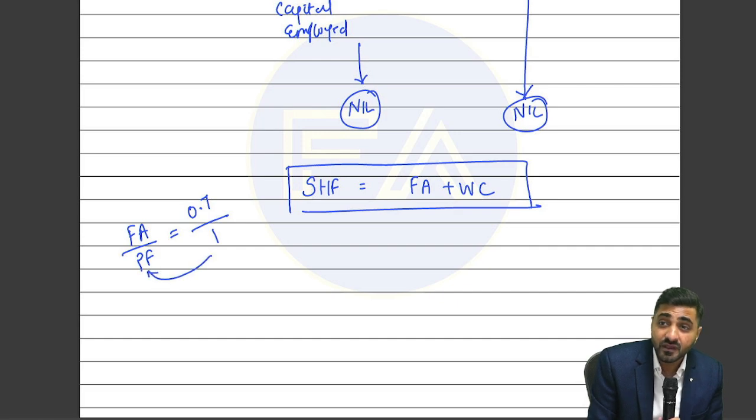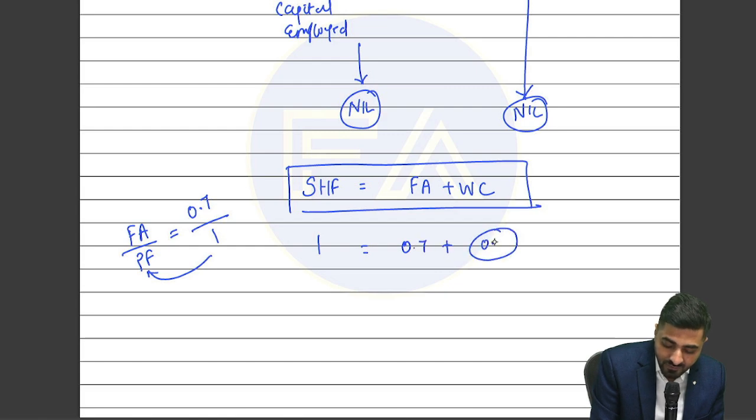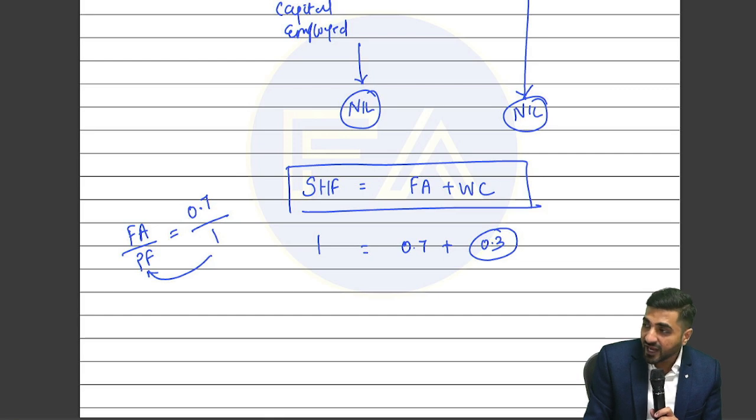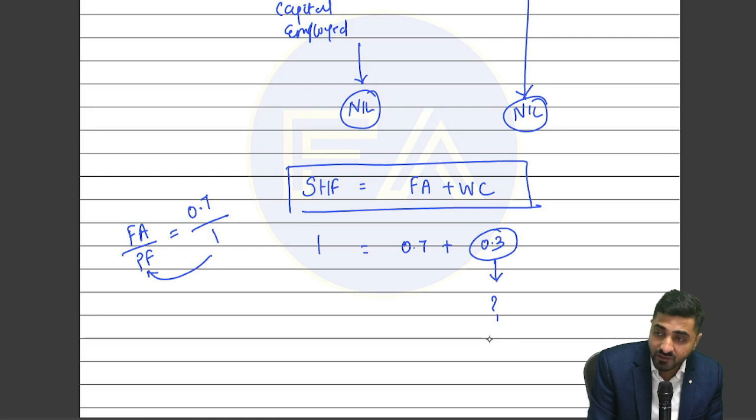Can you all please answer in one voice: how much is invested by the proprietor? 1. And in that, how much is invested in fixed assets? So how much is invested in working capital? Correct? If suppose 0.3 is invested in working capital, and I have the working capital amount available, can I get my shareholders' funds? Come on, yes or no?